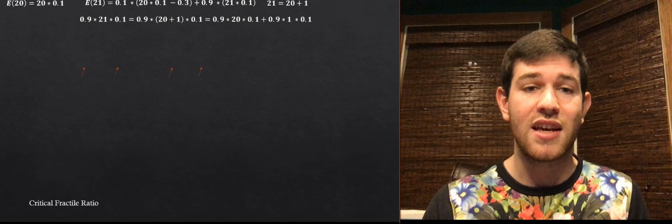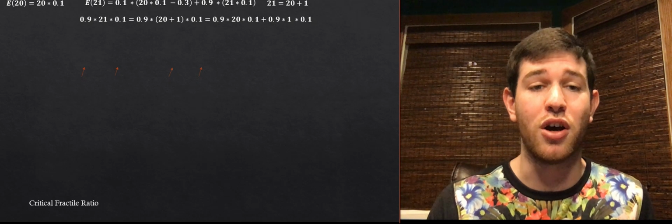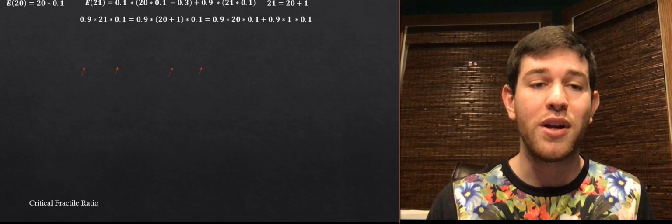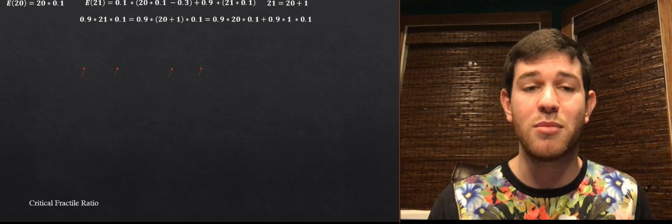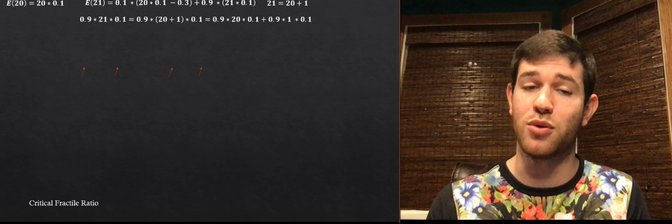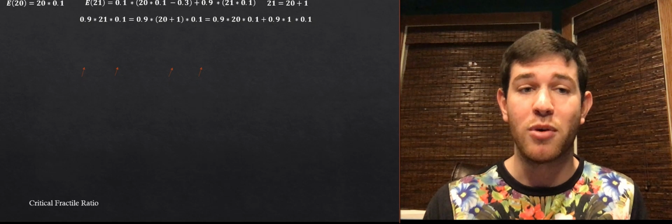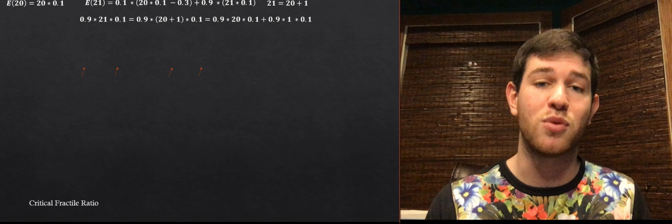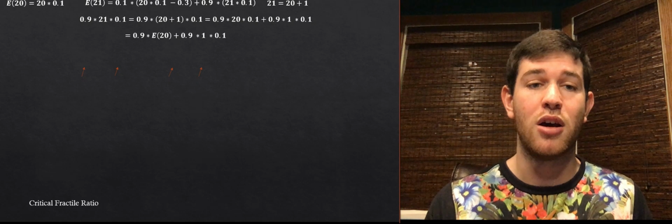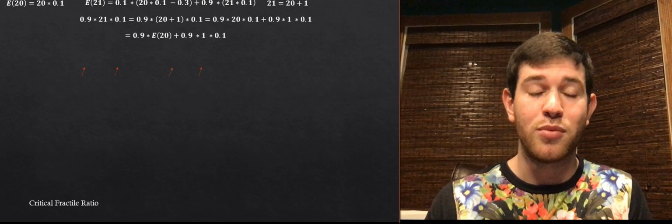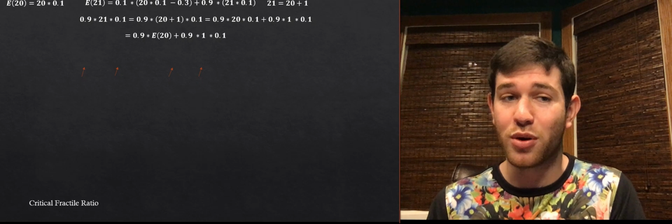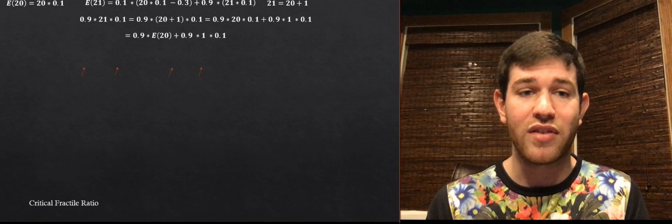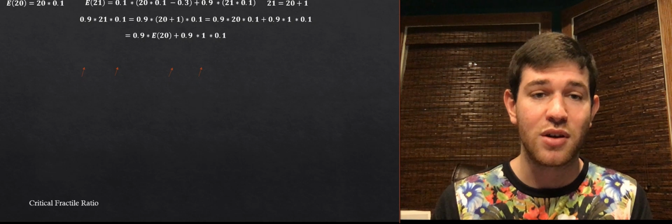From this, we could take that 0.9 times 21 times 0.1, and we could rewrite the 21 as 20 plus 1, as we mentioned earlier. So 0.9 times 21 times 0.1 is going to be 0.9 times (20 plus 1) times 0.1. When we multiply that out, we get 0.9 times 20 times 0.1 plus 0.9 times 1 times 0.1. Moving forward from this, that 20 times 0.1 is the same as E of 20, as we see in the top left. So we have an E of 20 times 0.1.